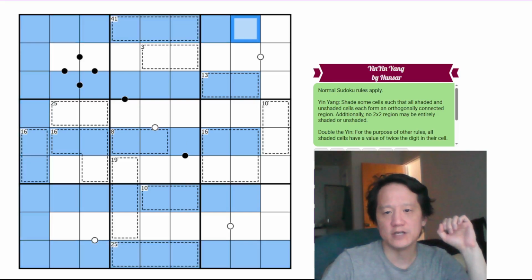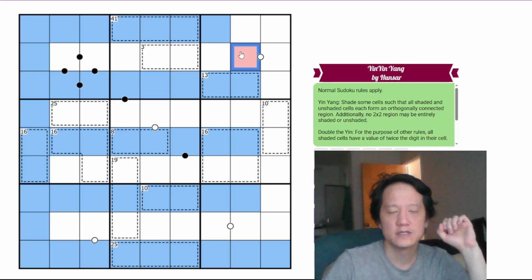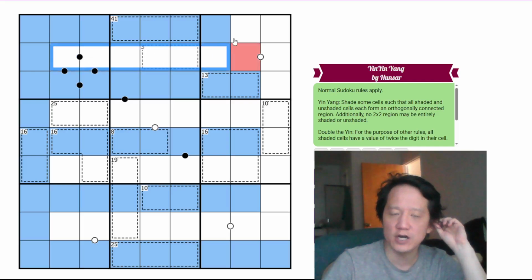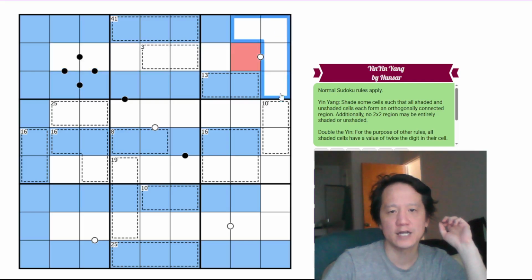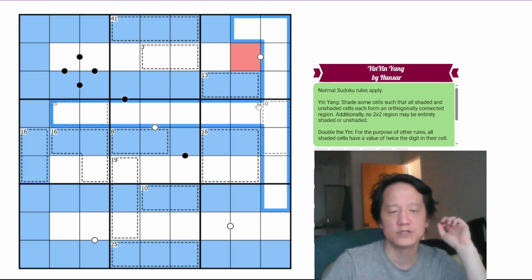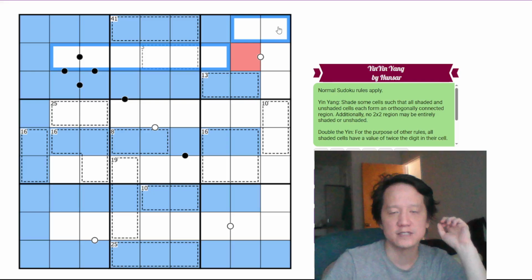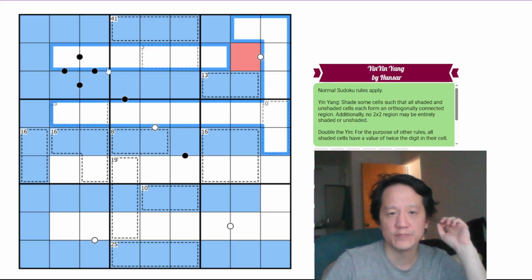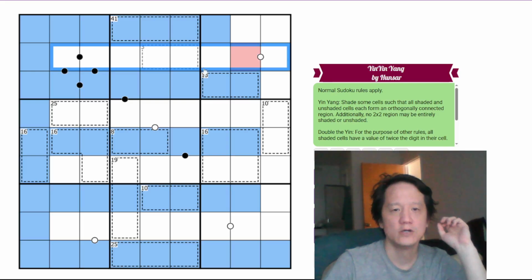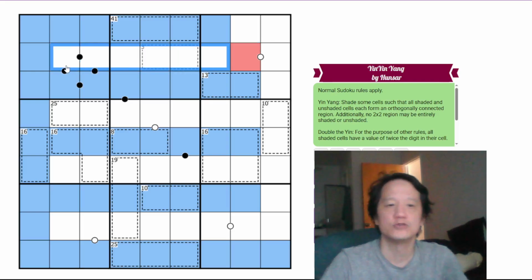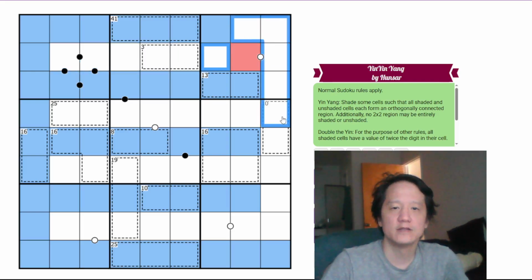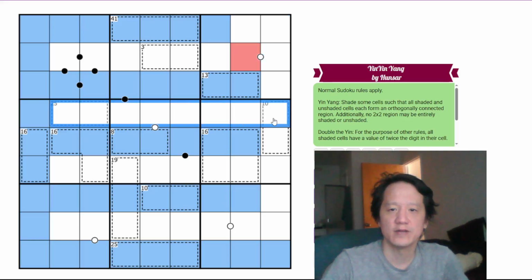What is not valid is something like this, right? Because for the unshaded regions, these cells could not connect to the other unshaded cells just by going through edges and staying within the region. It has to go through a corner to connect to the rest of the region that way. And that's what it means to be orthogonally connected.